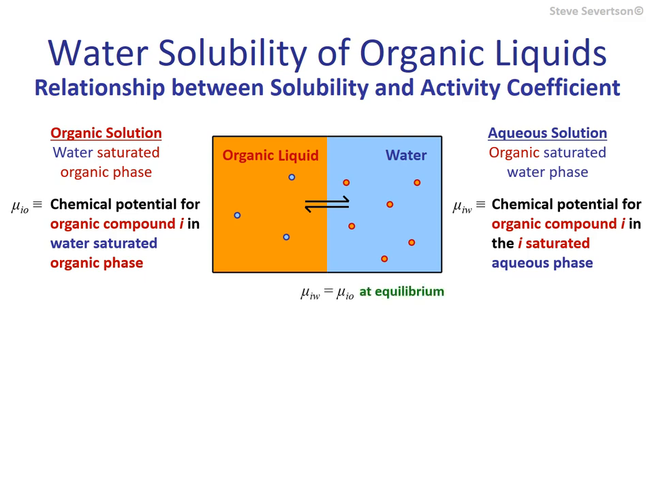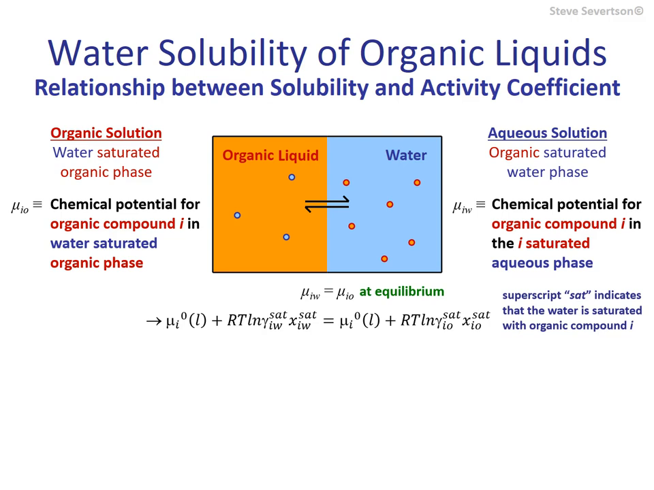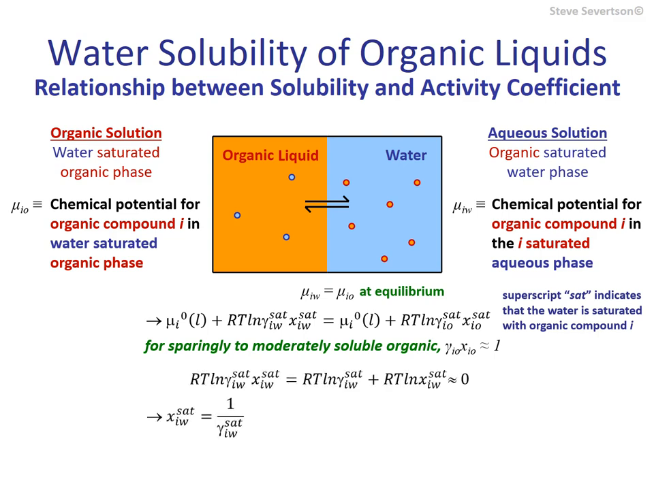These are given from the expressions described above. The superscripts SAT indicate that the concentrations in both the organic and water phases are at their saturation levels. Because we have restricted our discussion to species that are sparingly to moderately soluble in water, it is reasonable to assume that little water will enter the organic liquid. That is, the product of the mole fraction and activity coefficient of I in the organic phase is approximately equal to 1. This reduces the expression, resulting in a relationship between the mole fraction of the organic solute I in the aqueous solution and its activity coefficient at the saturation point.